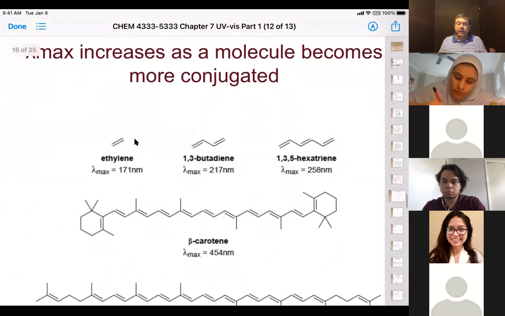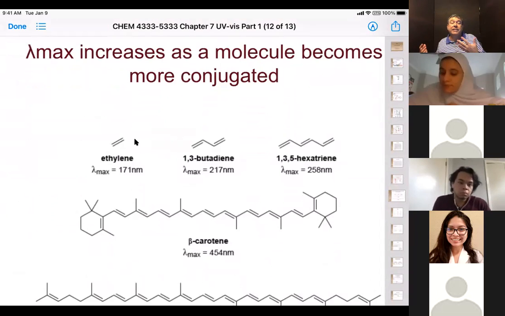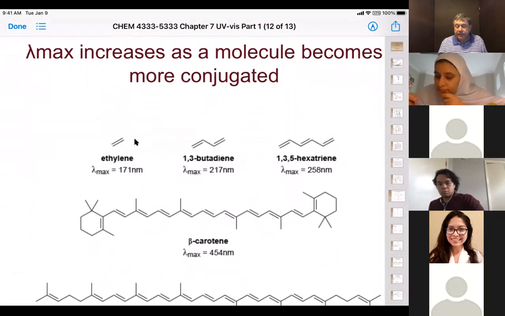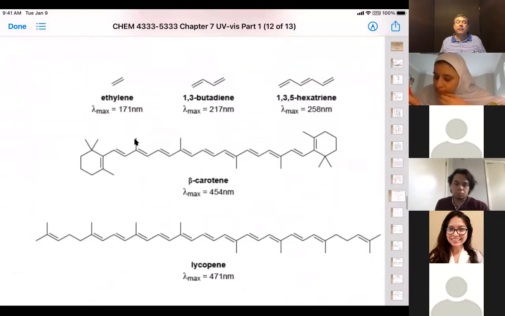So going from ethylene to butadiene, we see that 50 nanometer change. So that's a decrease in energy. Going to hexatriene, it goes down again. That's an even lower energy. And if we extend that out even further to beta carotene or lycopene.